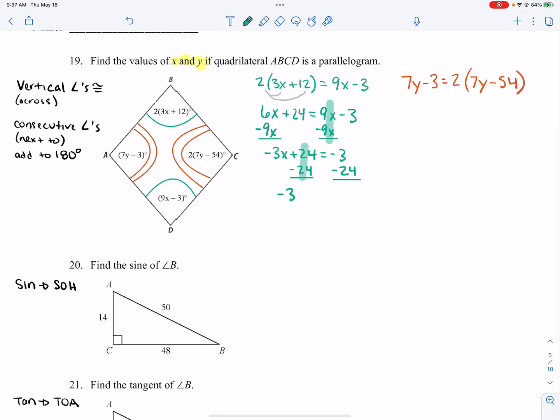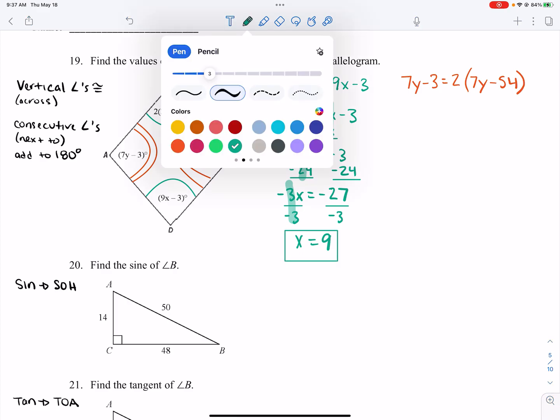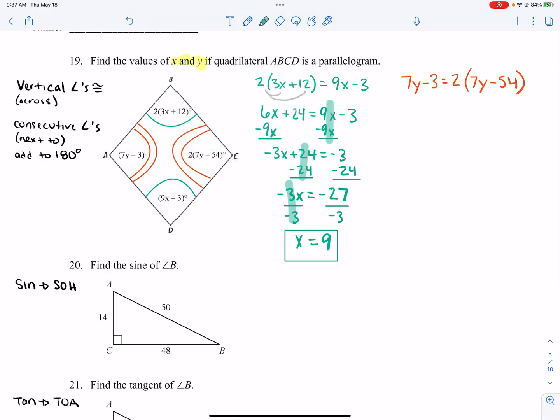So negative 3x equals negative 27. My last step is to divide by negative 3. So my x is equal to 9. So that's half my answer. My other part is solving for y.